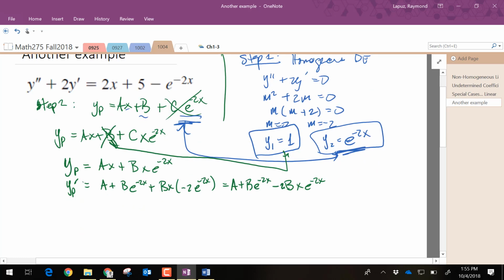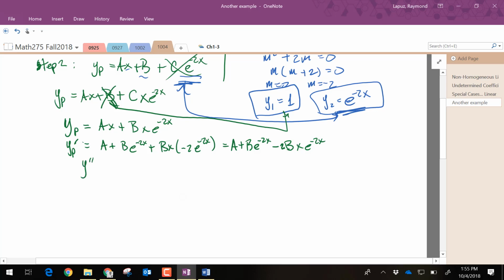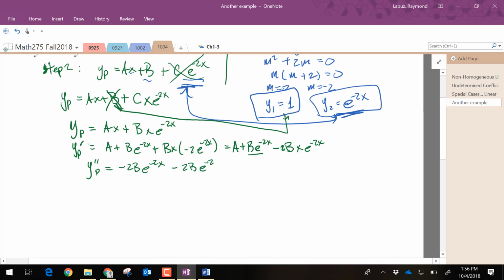So our second derivative is derivative of a is gone, so that's gone. So derivative of b e to the negative 2x is negative 2b e to the negative 2x. And then now it's going to be a product rule. So derivative of the first, minus 2b, times the second, e to the minus 2x, plus the first, plus 4b x e to the negative 2x. Yeah? I suppose I can combine these two also. So that's a minus 4b e to the minus 2x.